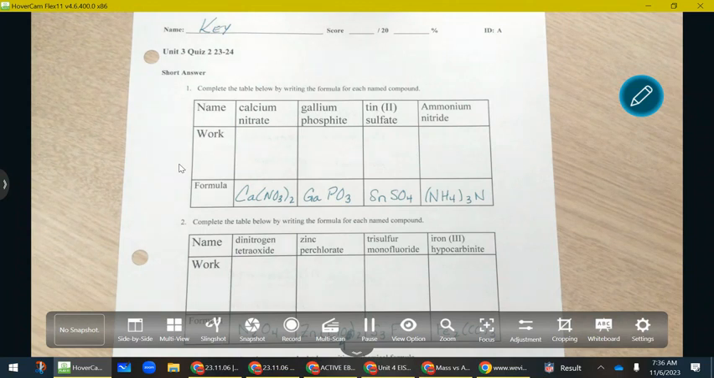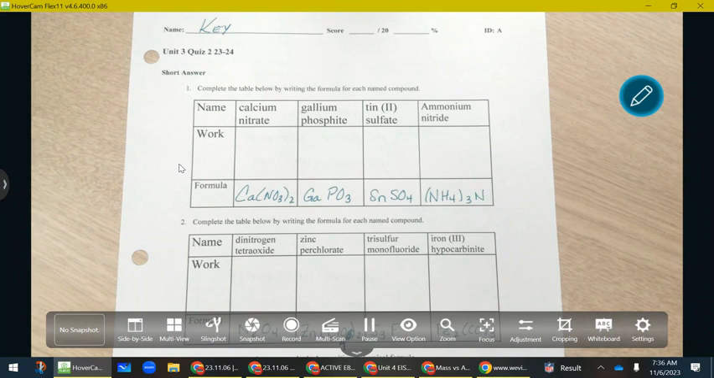Tin 2 sulfate, ladies and gentlemen. Tin is Sn, sulfate is SO4. Sulfate is a -2, tin is a +2. We know that because of the Roman numeral 2. Therefore, when we bring the 2's down, we would cancel them anyway. So that is why it is SnSO4.